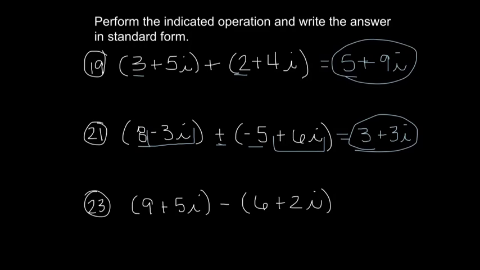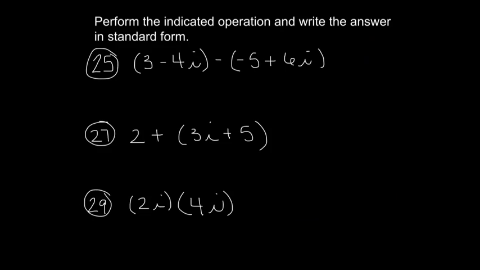Finally, the third problem, we have to be careful about the subtraction. We're subtracting each one of these terms in that second complex number. So when I subtract, I'll be taking the 9 minus 6 and the 5i minus 2i. If I do those operations, I have 9 minus 6, which is 3, followed by the 5i minus 2i, which is again 3i. So we end up with that 3 plus 3i again.